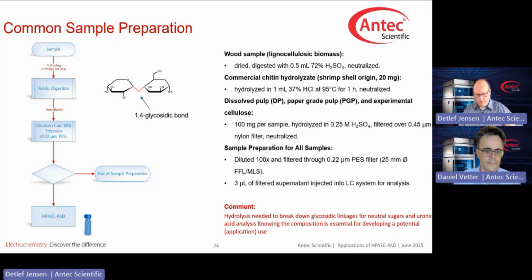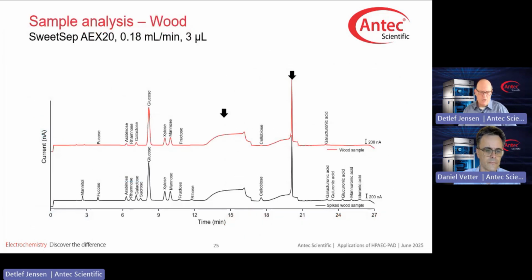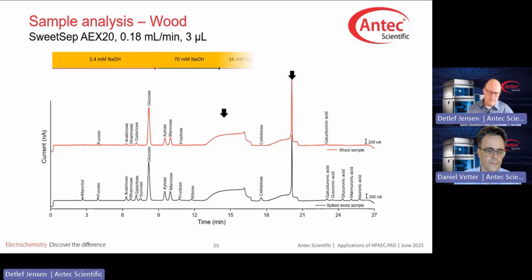Now, if you do that sample preparation, releasing and simplifying the matrix, then it will allow you to come up with chromatographic separations like the one you see in front of you, where we have the black chromatogram being a standard, or let's say a spiked wood sample, and the red chromatogram being a wood sample.